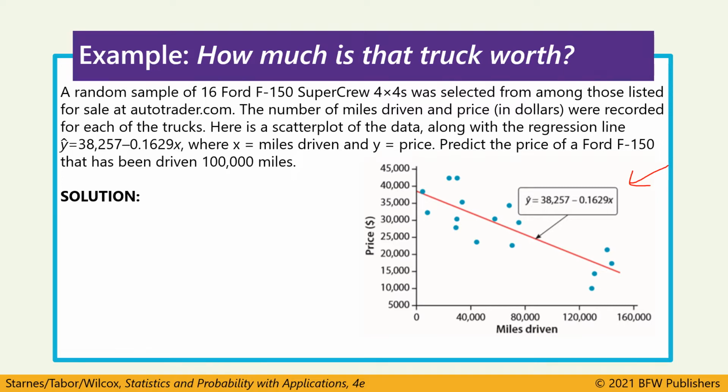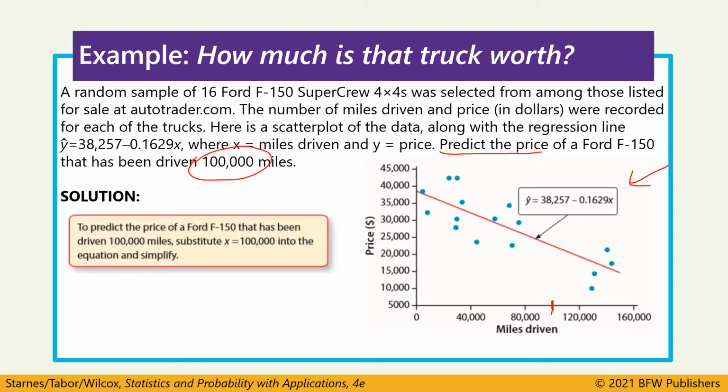So for example, we want to predict the price of a Ford that was driven 100,000 miles. That's right about here. We can see that there's no point in that area. The prediction is going to give us the value of that point right there. All we have to do is plug in 100,000 for that x and perform the calculation. An F-150 that's been driven 100,000 miles is predicted to cost about $22,000.